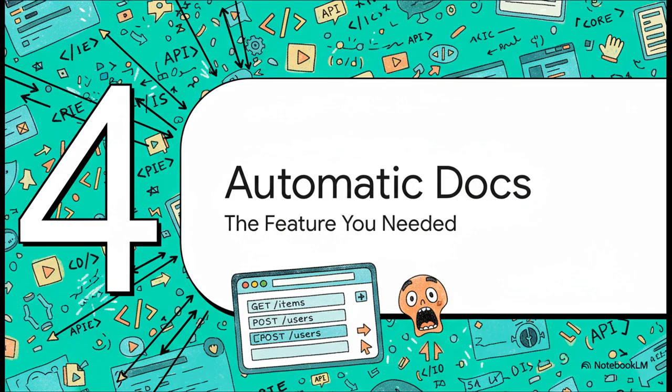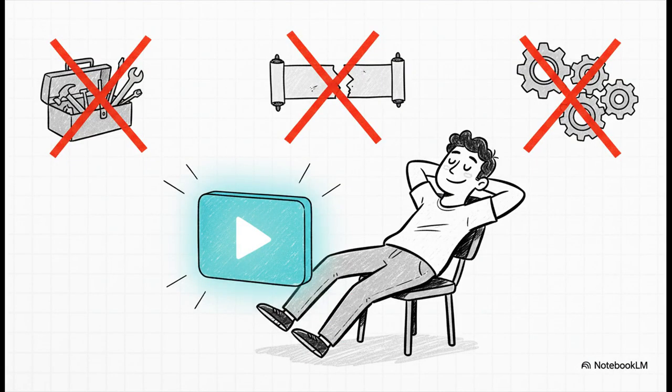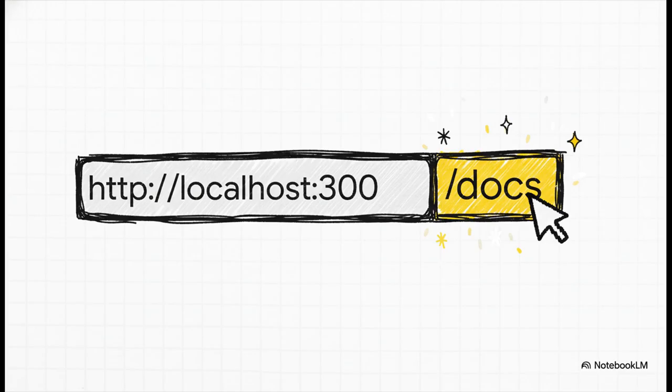All right, now for what is, hands down, the most beloved feature of FastAPI. This is the one that makes developers' jaws drop the first time they see it. The automatic, interactive documentation. I'm serious. You don't have to write one extra line of code for this. You don't install any other tools. You don't mess with any configuration files. It just works. Once your server is up and running, all you do is go to your web browser and add /docs to the end of your local URL. That's it. That's all you have to do.